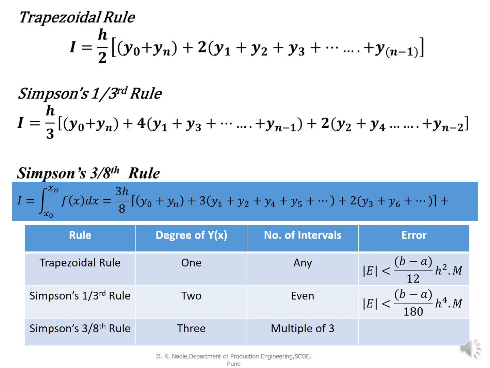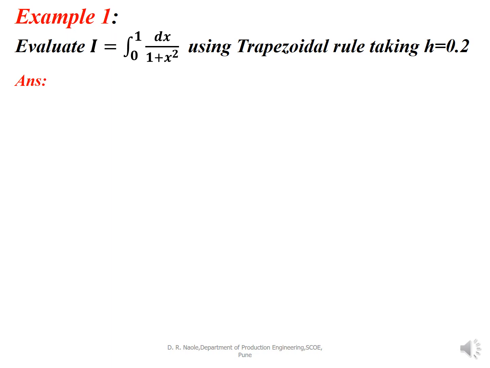And as the table shows, we have to remember the trapezoidal rule, we can use it for any number of intervals. For Simpson's 1/3 rule, we must have an even number of intervals, and if Simpson's 3/8 rule is to be used, then the number of intervals must be a multiple of 3. Let us begin with the first numerical.